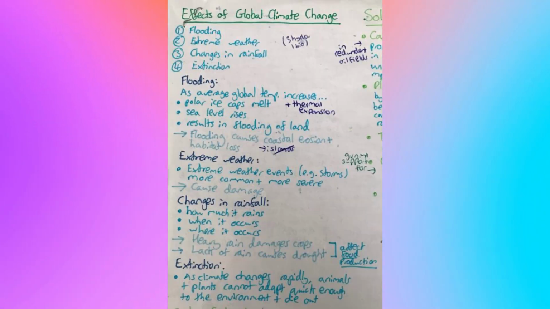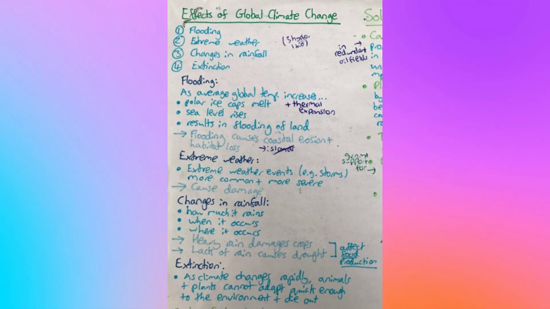And then we move on to the effects of global climate change. So the way to think of this is that we have 3 hydrological and 1 biological. We have flooding, extreme weather, changes in rainfall, and finally extinction. So we're going to look at flooding first. With increasing temperature, ice caps melt, and we also get thermal expansion of the seas. This causes sea levels to rise, and that can cause coastal erosion, habitat loss, and actually the loss of island settlements and communities as well.